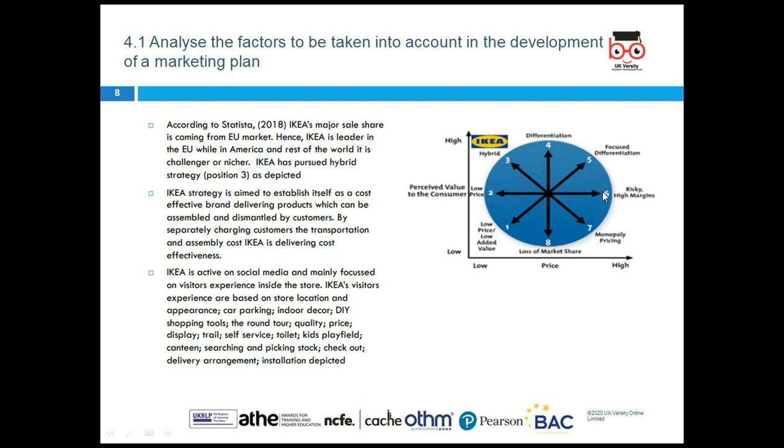Then risky, high margin, where the margin can be different at this point. And then monopoly pricing, maybe when you are a hybrid, at that stage you can use monopoly pricing. And then if your differentiation has low market share initially, your share can pick up. So we can use this strategy, and IKEA is using it at the moment. Any question?